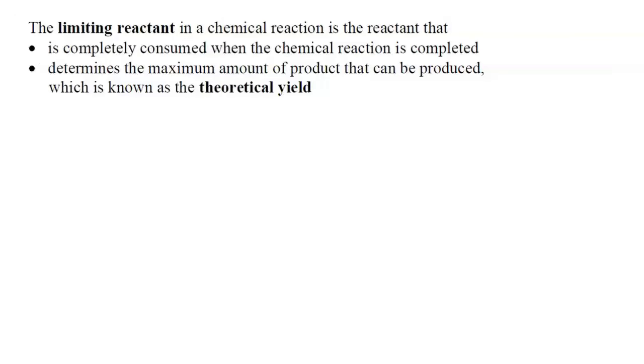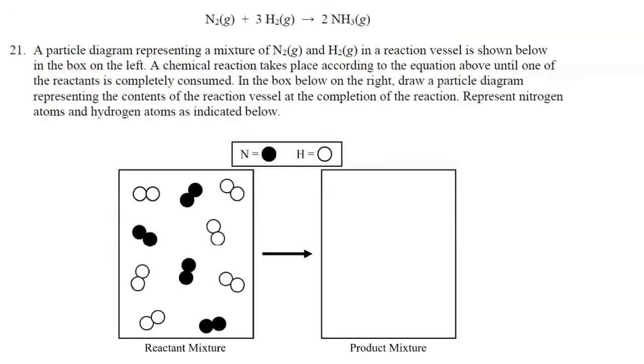Okay, before moving on to question 2, I just want to talk briefly about the concept of a limiting reactant. The limiting reactant in a chemical reaction is the reactant that is completely consumed when the chemical reaction is completed. The limiting reactant determines the maximum amount of product that can be produced, which is known as the theoretical yield. This particular example question is not from the current packet. It's from the previous packet, the one that I talked about in the video for topics 4.1 to 4.4.